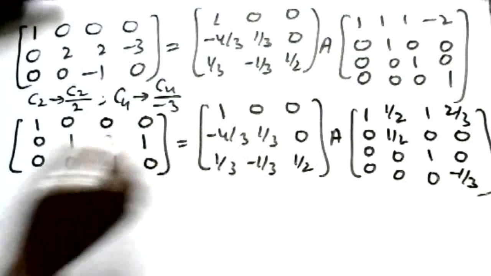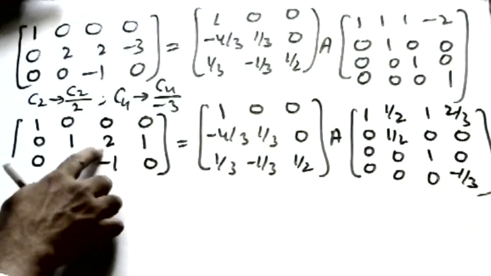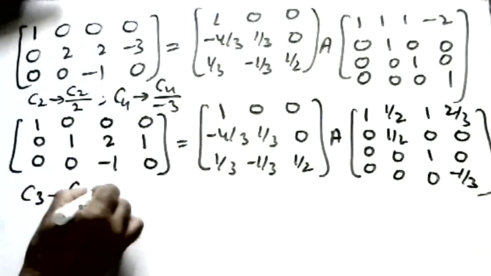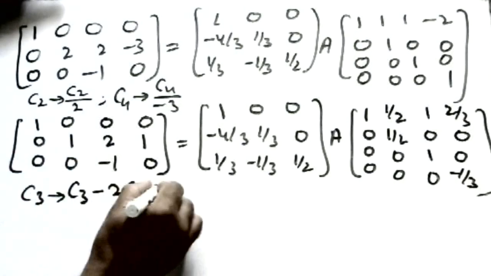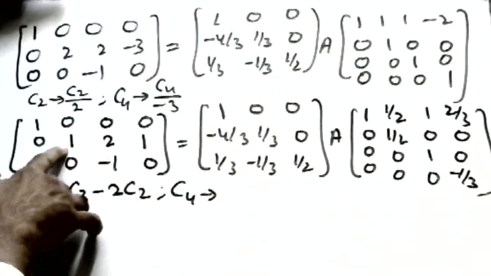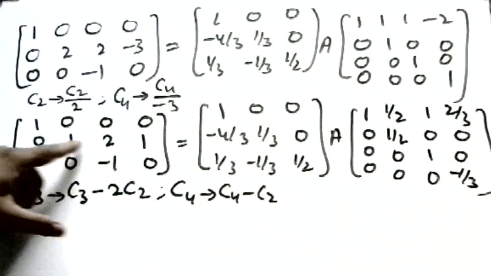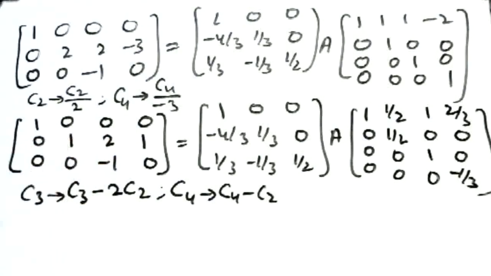So now let me make zeros. Okay, we have to make this one 0 and this one 0. Watch carefully. C3 implies this is 2, so multiply this with 2. C3 minus 2C2. In the same way, C4 implies C4 minus C2. You see here, C3 minus 2C2, C4 minus C2.